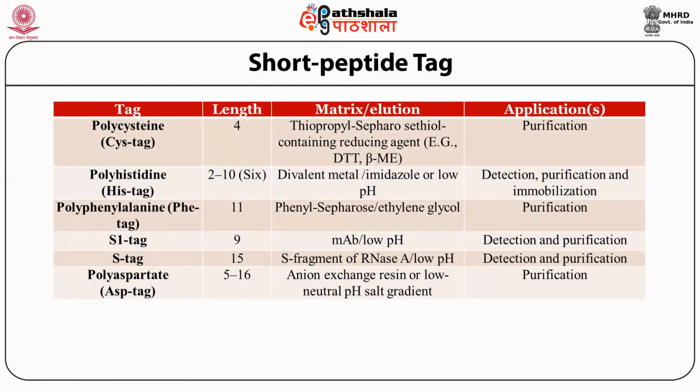And in the last table of our short peptide tags, the tag we will discuss is polycysteine tag. It's not that commonly used, but it's available. Its length is 4 amino acids.